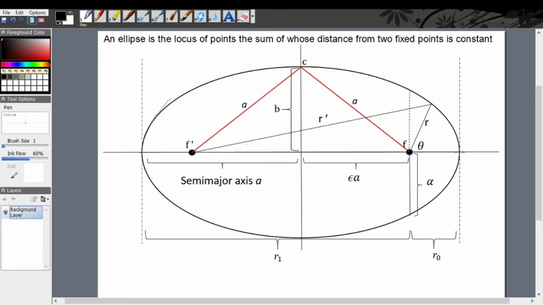And so the two extremes for an ellipse is a circle where the eccentricity is 0 and a straight line where the eccentricity is 1. And in between you get all these different types of ovals.